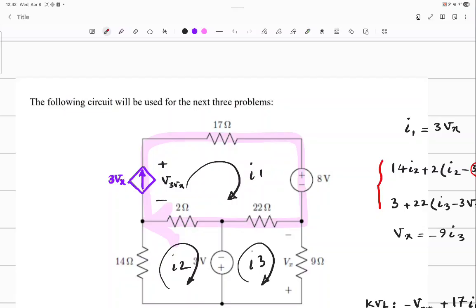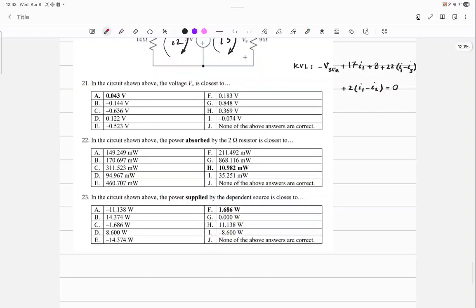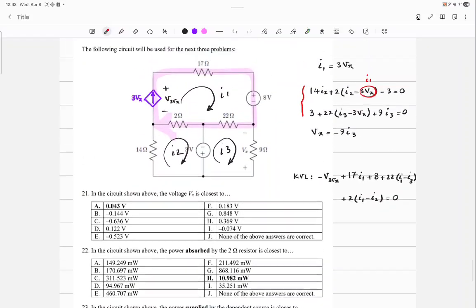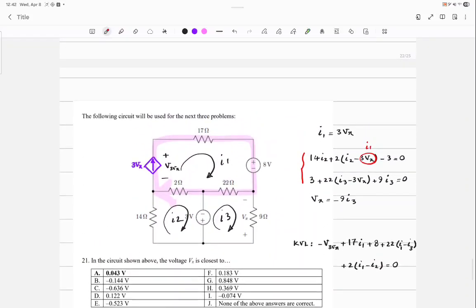I said there is no way that we know the voltage across a current source, right? But that was before solving the circuit, guys. Now we are at the third question in this series. We already did solve the circuit, so now we have access to all the currents. So what does that mean? It means that the only thing that I don't know in this circuit is V3Vx.